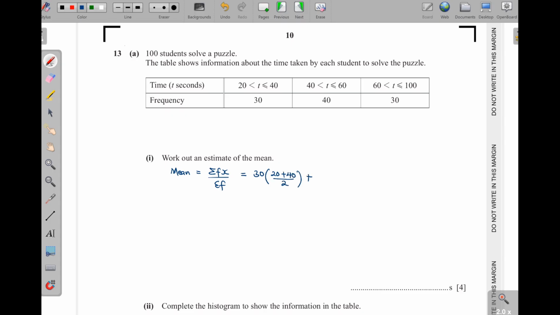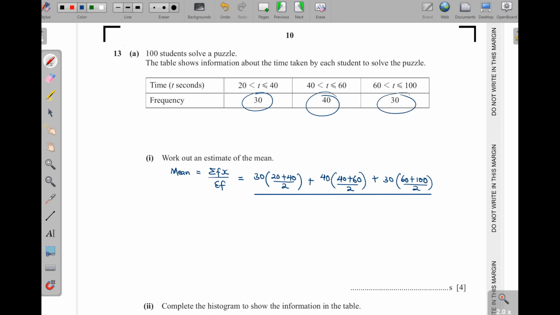And then the next one, we shall also do the same, 40 times 40 plus 60 over 2. And then lastly, we have 30 times 60 plus 100 over 2. Then from there, we divide everything by the summation of f, which is 100, or you can say 30 plus 40, 70 plus 30, that's 100. Now, 60 divided by 2, that is 30. That means we have 30 times 30. And then this is 40 times what?